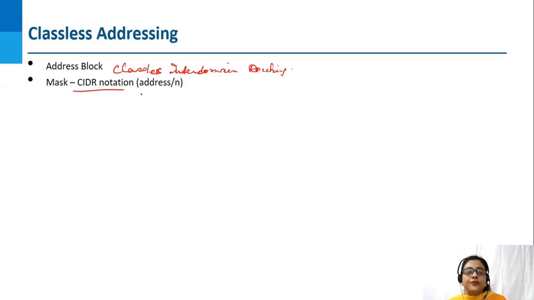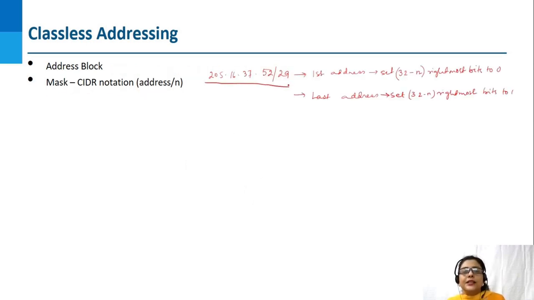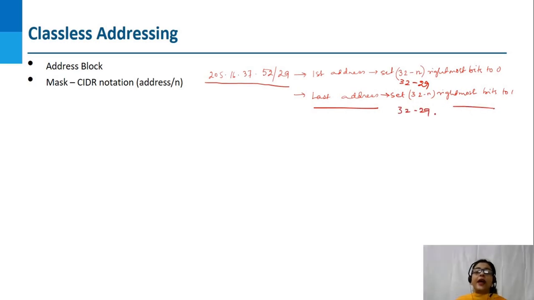Now, the address is written in this form. As before, for classful addressing, the address is written and given a slash followed by n. Let's see how this is done. This is an example of classless addressing: 205.16.37.52/29. In order to get the first address of this block, we set the rightmost bits to 0, and which bits? 32 minus n, so here 32 minus 29. Similarly, to get the last address, you set the 32 minus n rightmost bits to 1.